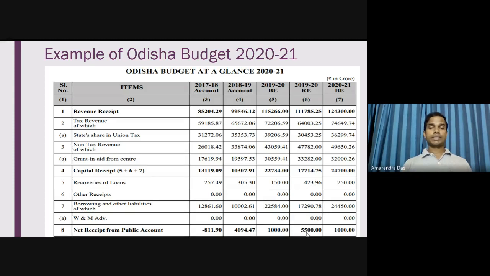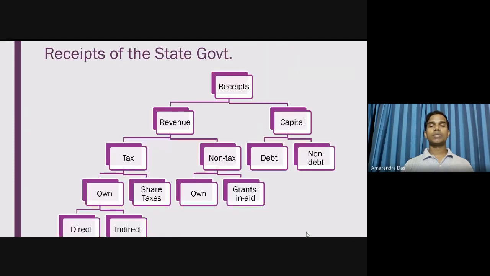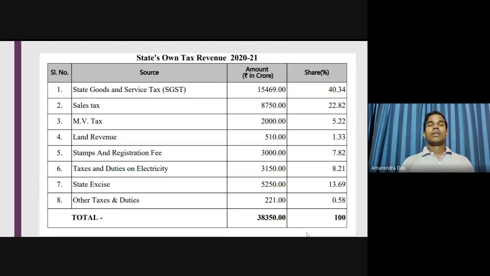So this is a summary sheet, but we are going to discuss in detail what are the revenue receipts of the union government, what are the own revenues of the state government, what are the transfers that are coming from the center to the states, and then what are the capital receipts, what are the non-tax revenues. All these things we are going to discuss in detail. Now, coming to the state's own tax revenue, I told you that within revenue receipts, we have tax revenue, we have non-tax revenue. Within tax revenue, we have own tax revenue.